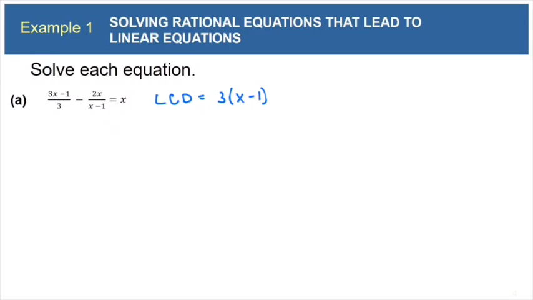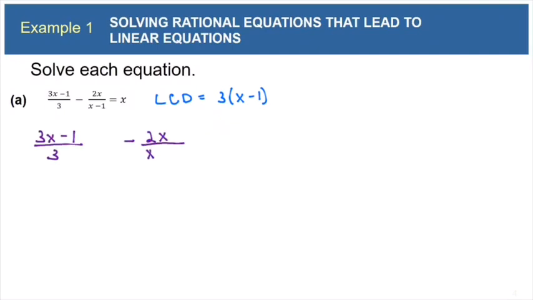And remember I said that you should be able to look at the common denominator and see all the parts necessary to get back to each individual denominator. Well, when I look at the LCD, I see a 3, and that's all I need to make the first denominator. And I also see an x minus 1, and that's all I need to make the second denominator. So this is the smallest common denominator.